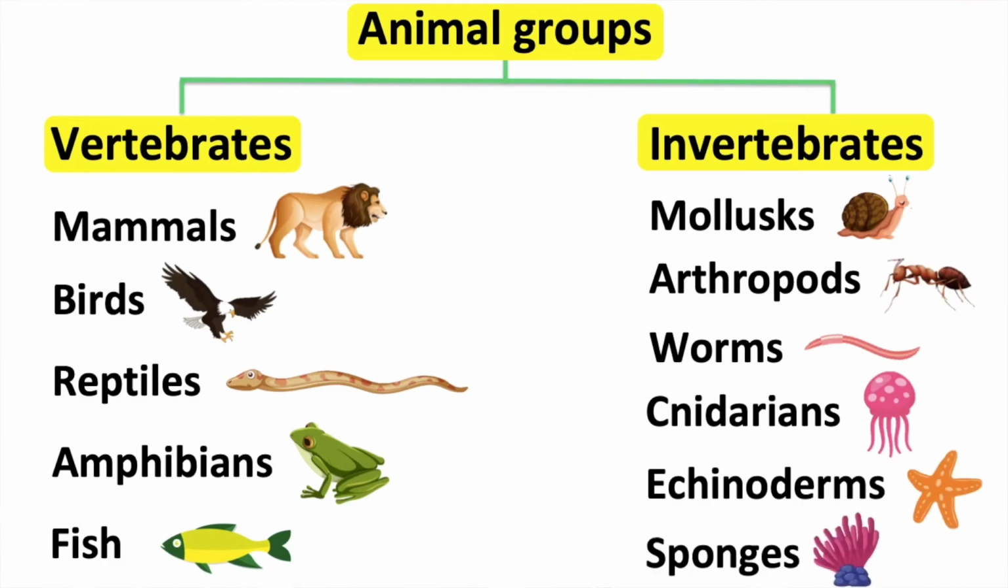Sponges are also known as poriferans. These invertebrates are found in deep water and they have pores and can't swim.